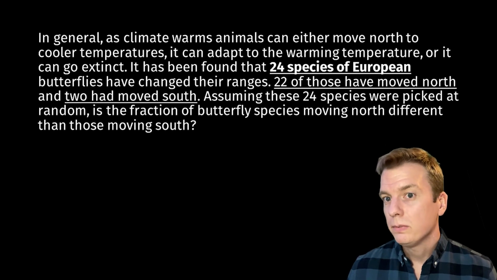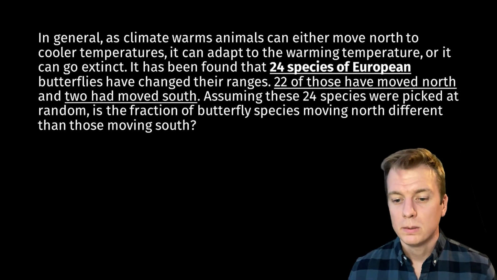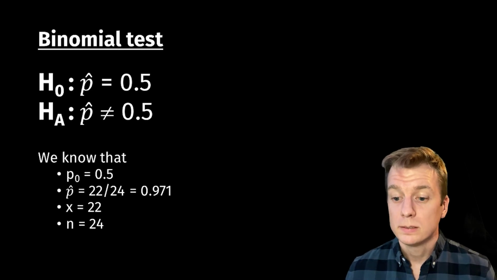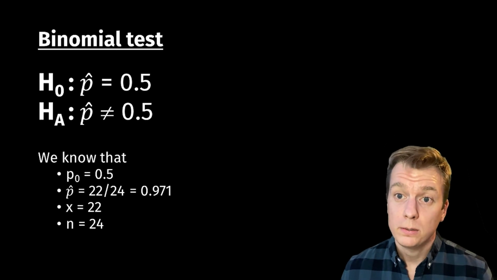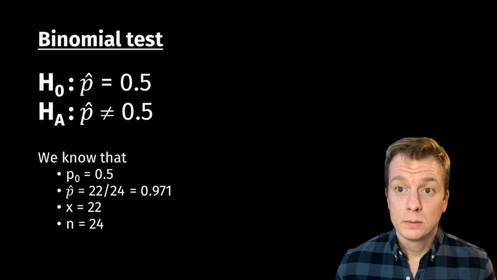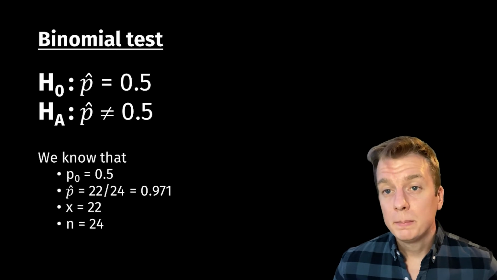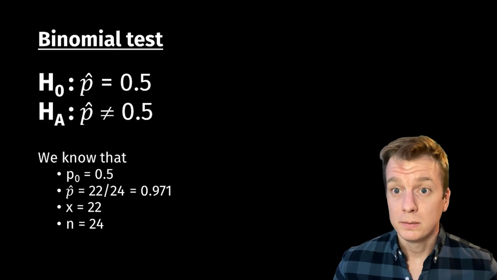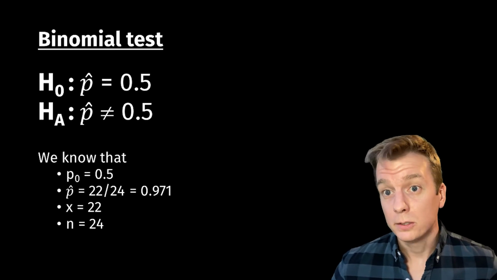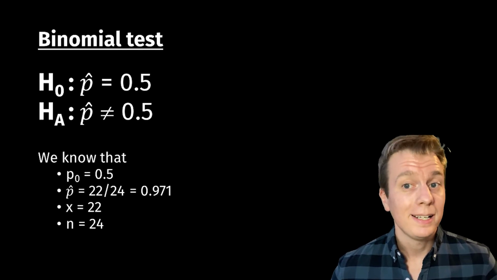Assuming these 24 species were picked at random, is the fraction of butterfly species moving north different from those moving south? Our first step, of course, is to state our null and alternative hypotheses. H0 is p equals 0.5. So we're interested if the proportion of north and south is 50%. The alternative hypothesis is that p does not equal 0.5. Note the proportion can be higher or lower than 0.5 for our alternative hypothesis. So the test is two-tailed.